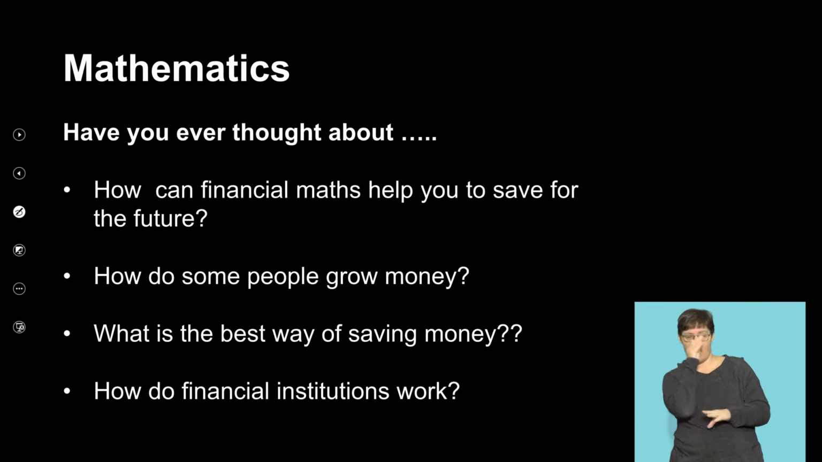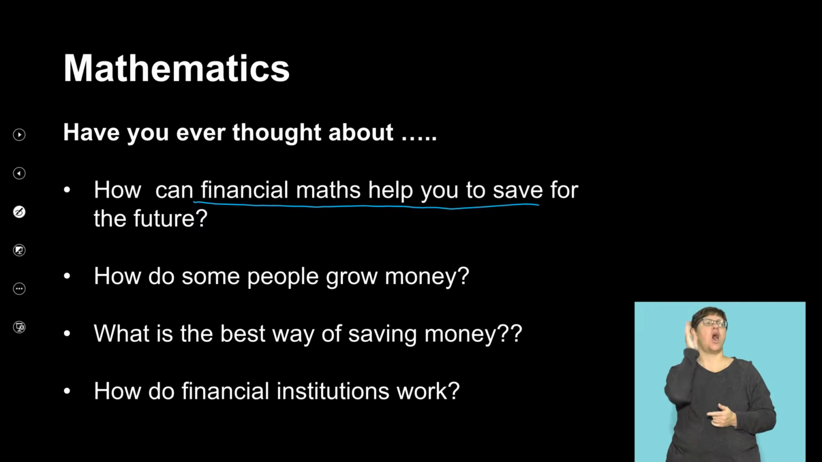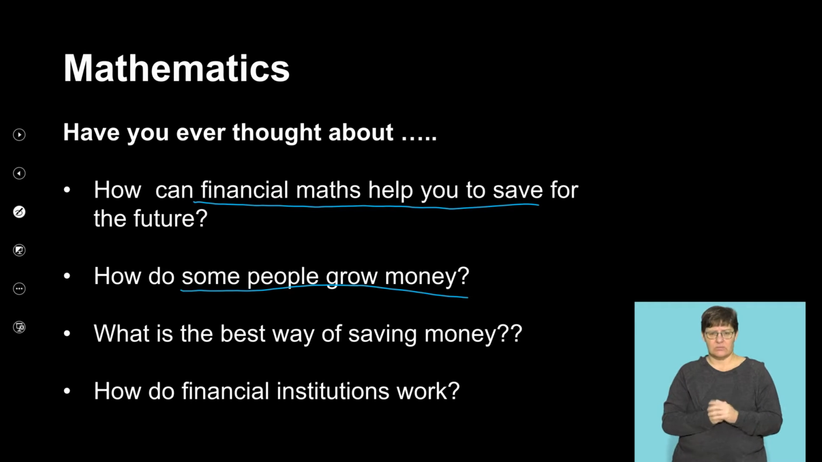Now, have you ever thought about how financial maths can help you to save for the future? We know people saying, I am saving. If they give you money to go for lunch at school, you are saving maybe 30% of that. How can you do that in terms of your real life situation? And then how do some people grow money as well? Some people say, I started with 10,000, now my 10,000 is 35,000. How did that happen, right?